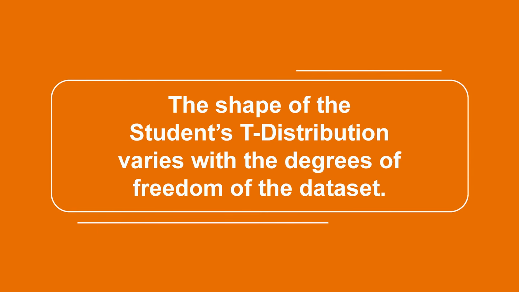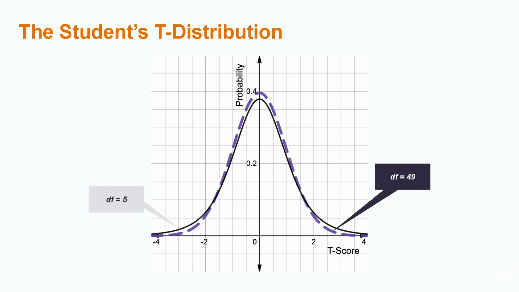The most important aspect of the student's t-distribution is that its shape varies with the degrees of freedom of the dataset. In particular, the distribution is wider and flatter for smaller datasets and degrees of freedom, and narrower when the dataset is larger. The black line represents a t-distribution for 5 degrees of freedom, while the purple line represents the distribution that we need for our problem with 49 degrees of freedom. Lookup tables or calculators for the t-distribution will always ask you to input the degrees of freedom, so make sure that you keep track of this during your calculations.